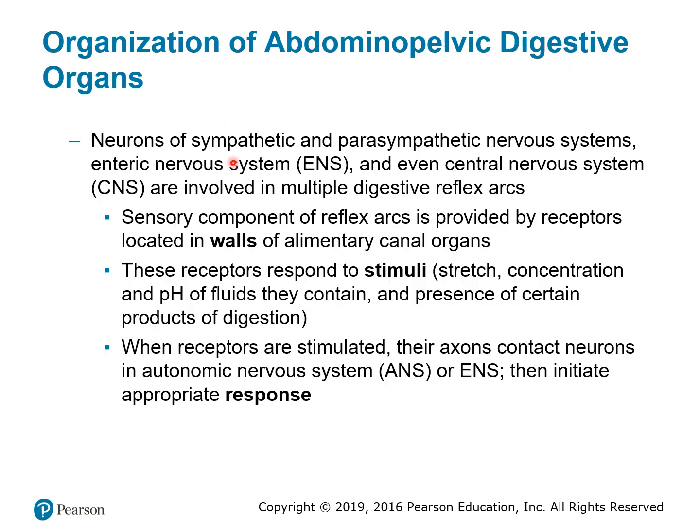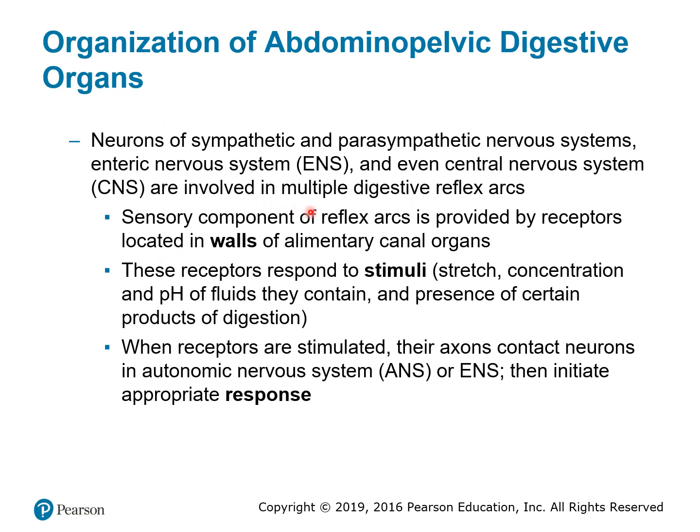So talking about the neurons, like I mentioned, neurons of the sympathetic, which is the fight and flight part of the nervous system, get you ready for that. And the parasympathetic nervous system is when you're resting, which means more of the digestion is happening. These work together with the enteric nervous system, which is a nervous system that controls the digestive system. And even the central nervous system works together to have these digestive reflexes in this specific system.